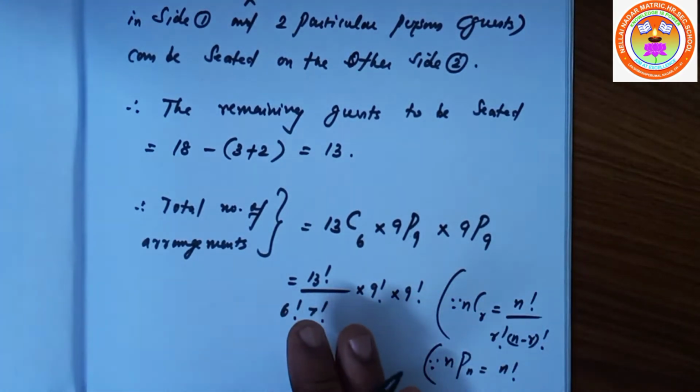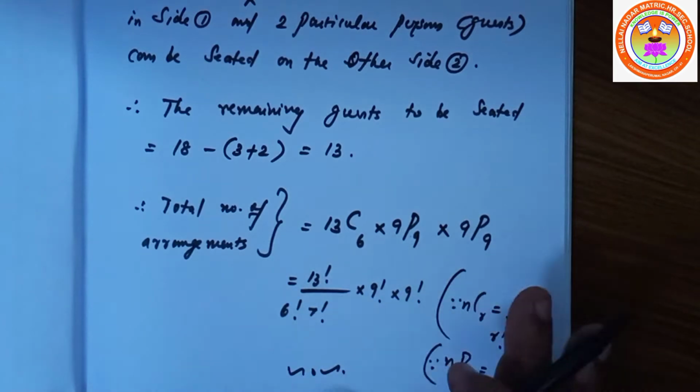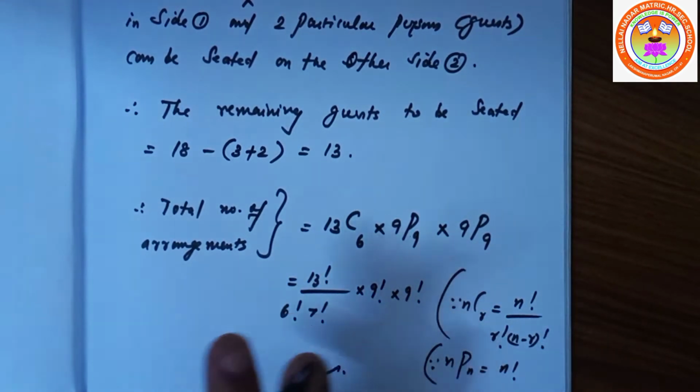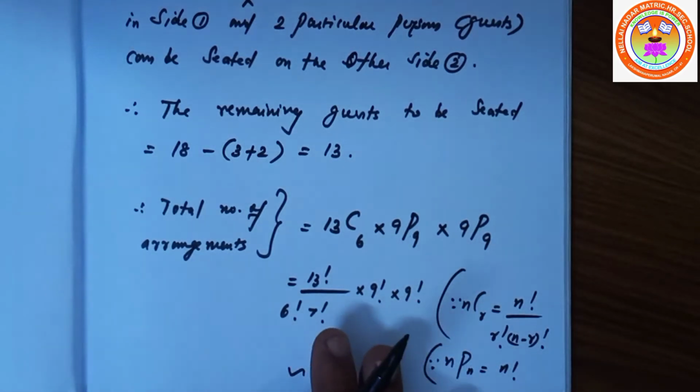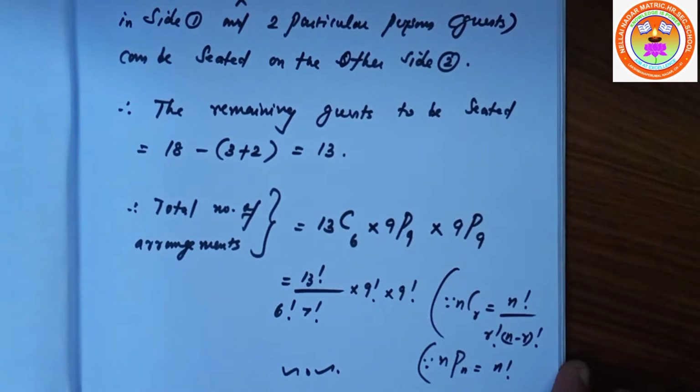You need not do further calculation because it's a bigger value indeed, 13 factorial, 9 factorial and all. So no need to multiply. You can stop the answer at this stage. Definitely you will be given full marks. Even the book answer is the same. So problem number 7 is completed. Now I'll be doing problem number 8.